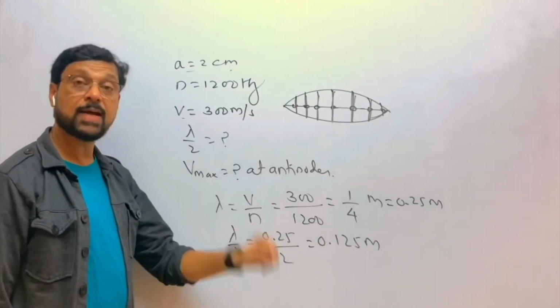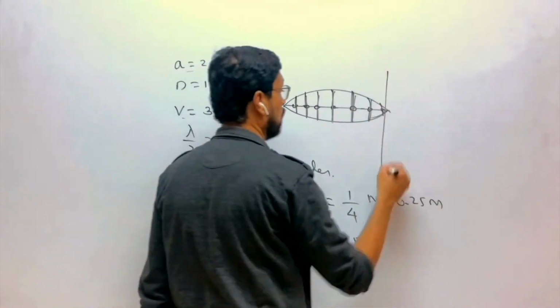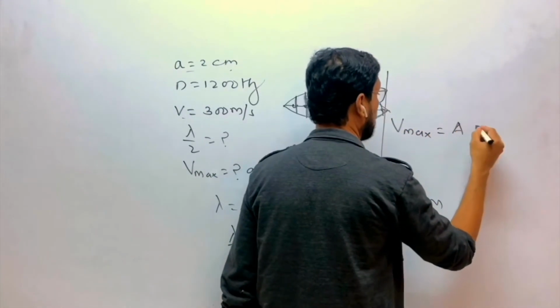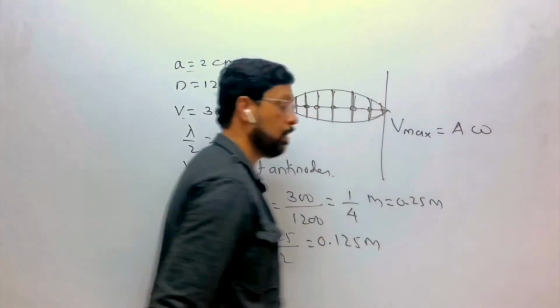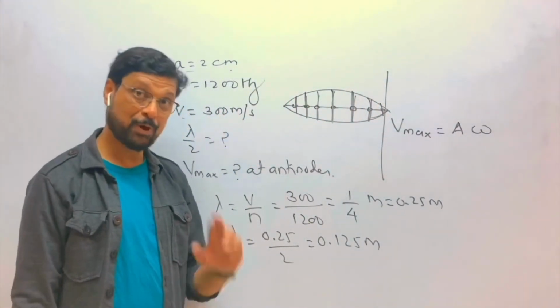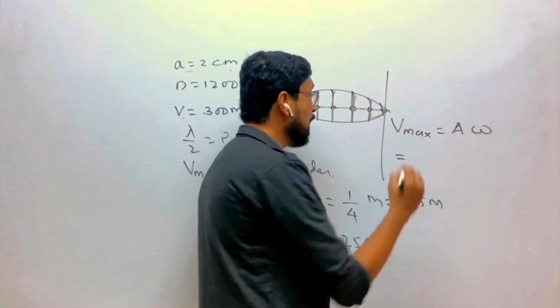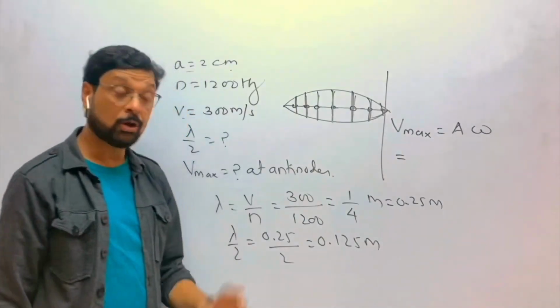Maximum velocity at antinodes. Vmax in SHM is A omega. Remember this? From oscillation, maximum velocity is A omega. A is the amplitude. कौन सा amplitude?